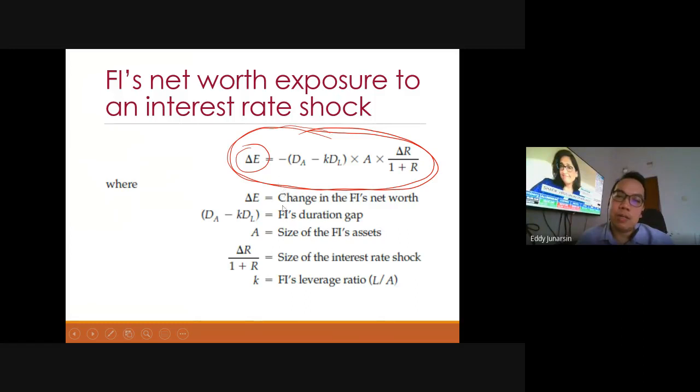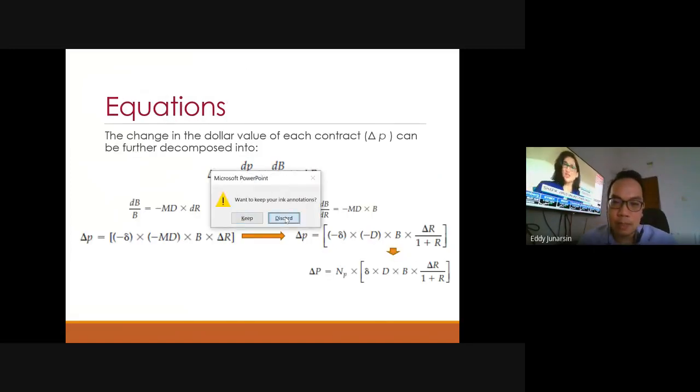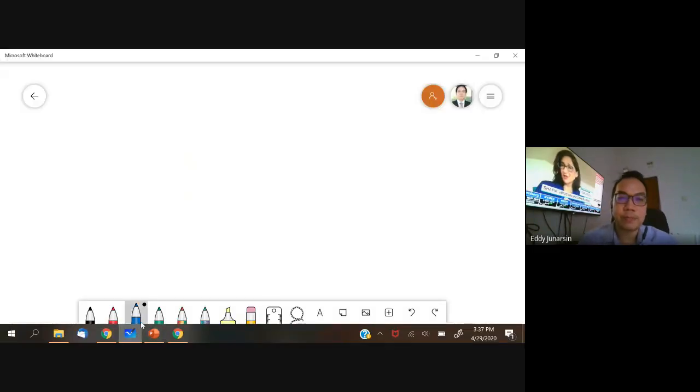Okay, so here you can see this is the duration of your assets, the weighted average, and then this is the duration of your liabilities, and K is the debt ratio, A is your asset size, and this is the change in interest rate divided by 1 plus the original interest rate, the market rate, of course. Okay, so let me write down to make sure.